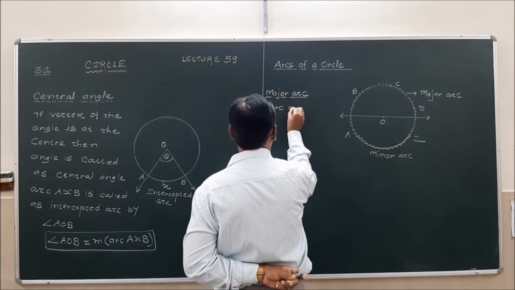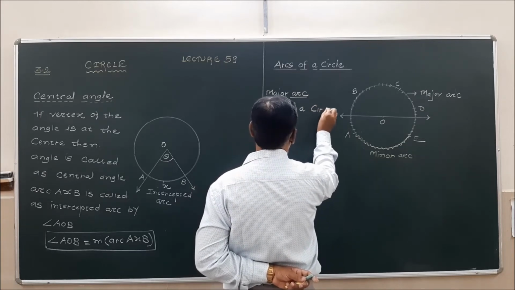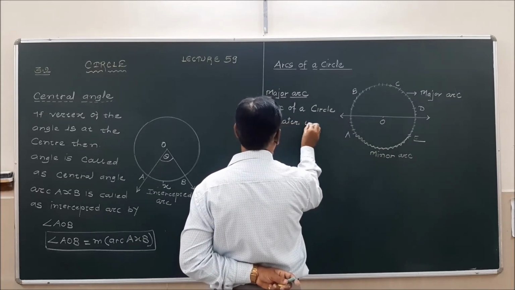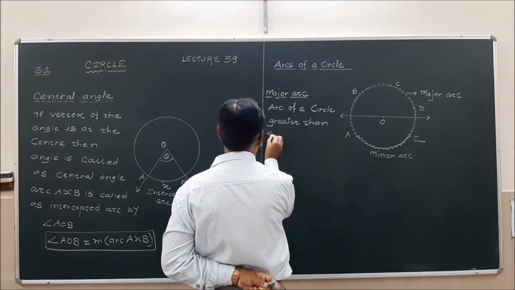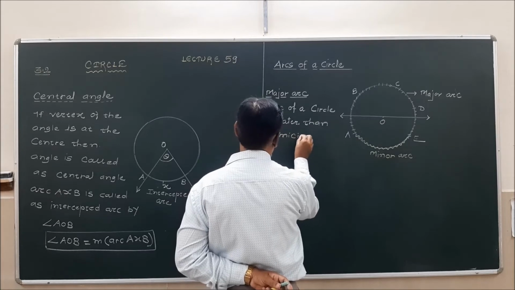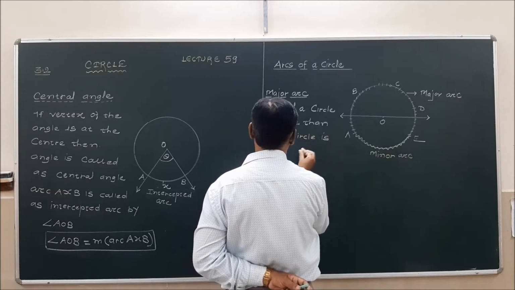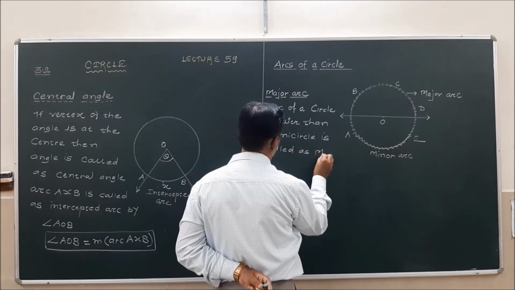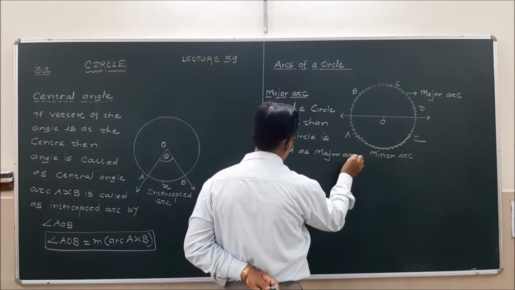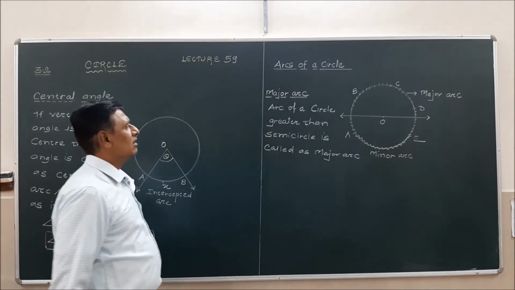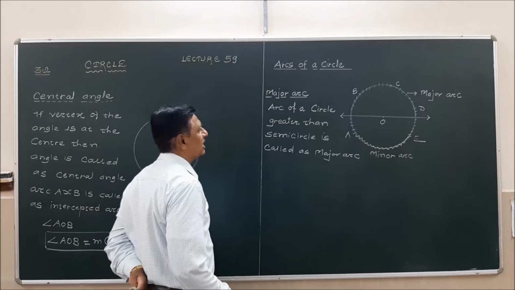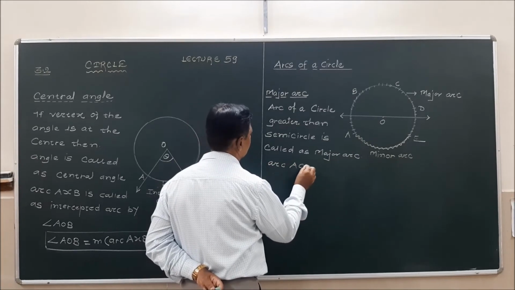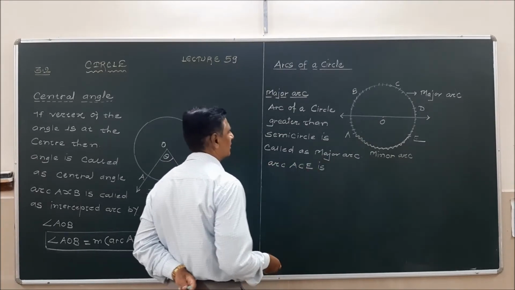So you can say, first of all, major arc: an arc of a circle greater than semicircle is called a major arc. Arc ACE is a major arc.